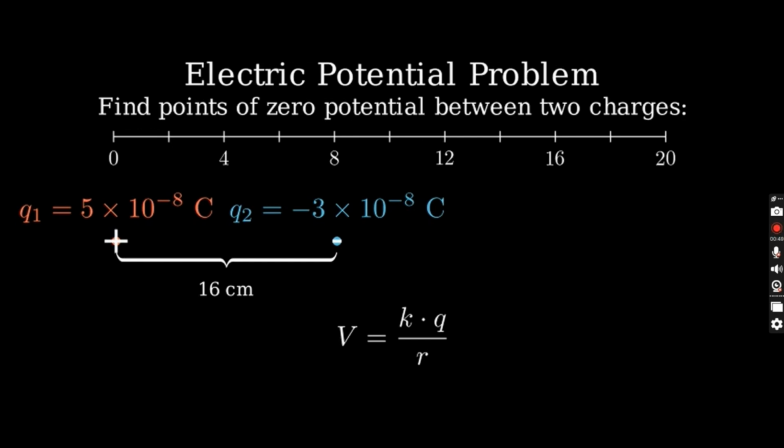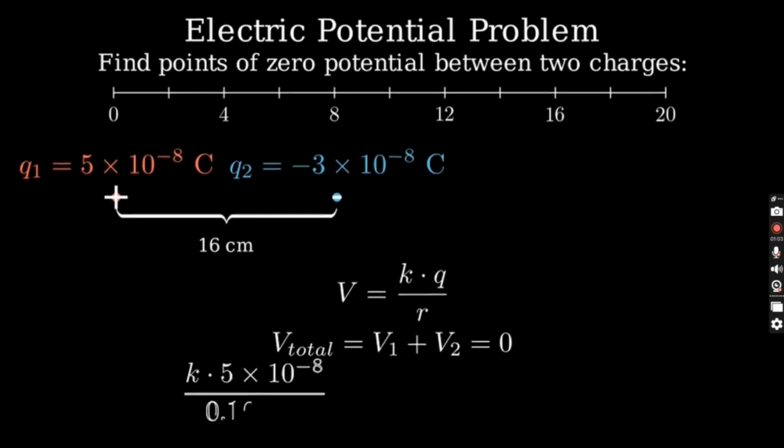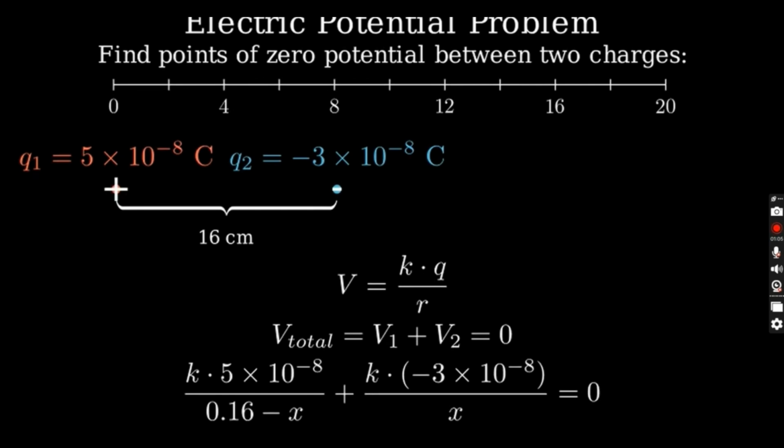Since we have two charges, we'll use the principle of superposition. The total potential at any point is the sum of the potentials due to each charge. For 0 potential, this sum must equal 0. Let's call the distance from the negative charge to our point x. Then the distance from the positive charge will be 16 centimeters minus x. Substituting these into our equation. After solving this equation, we find that x equals 6 centimeters from the negative charge. Let's mark this point on our diagram.